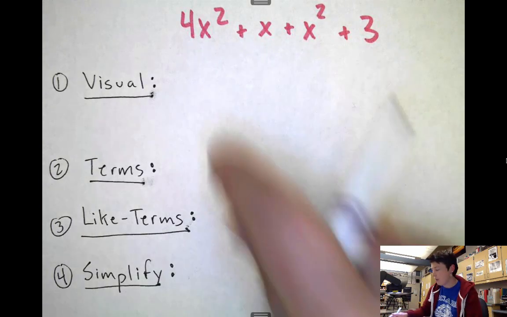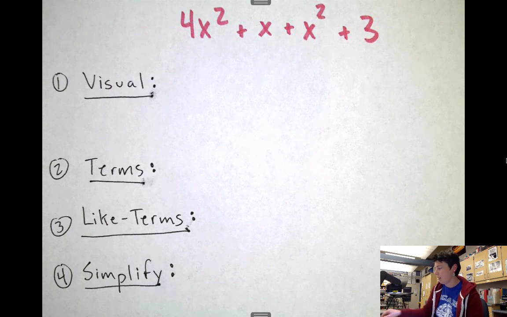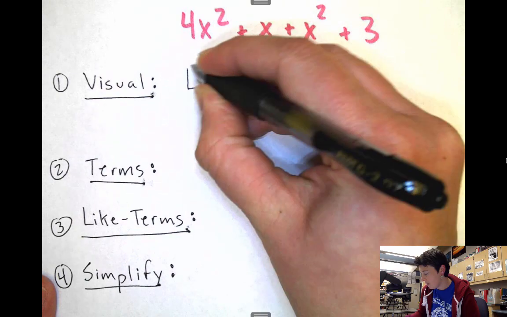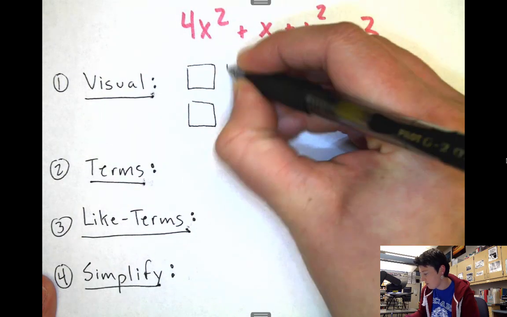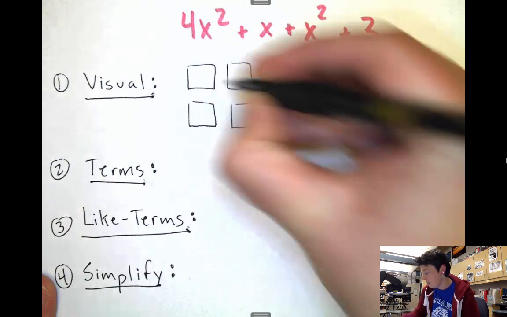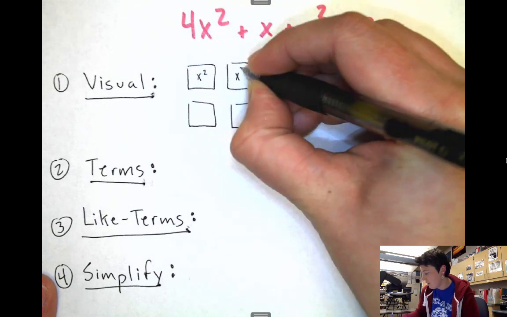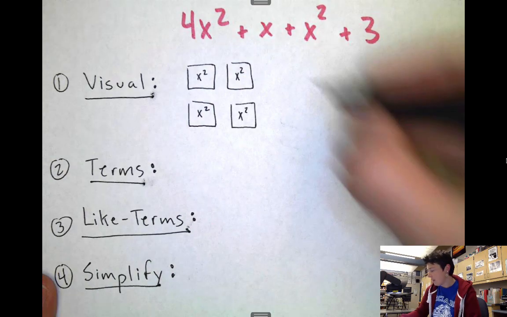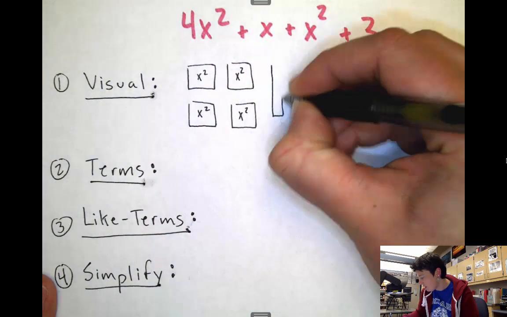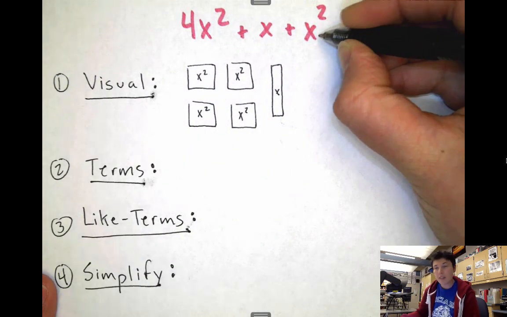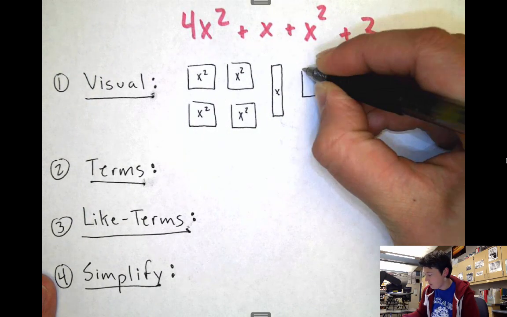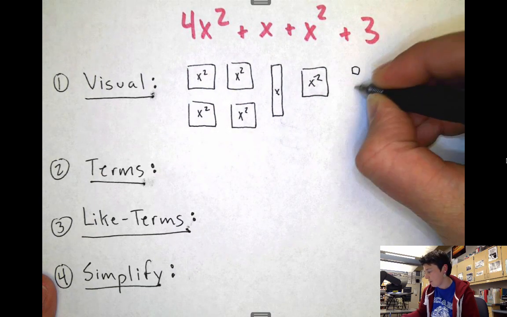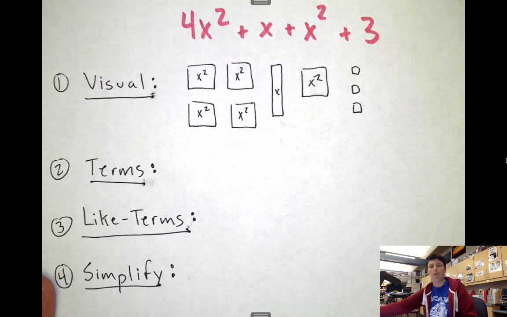So we just wrote up here that we have 4x squared. So what does that look like? Well, in the algebra tiles, the x squareds are the squared shape ones. So here are my x squares. There's four of them. They look like this. I'm going to label them x squared, x squared, x squared, x squared. I have four of those tiles. Plus I have an x, so here's an x. Plus I have another x squared, so another one of these squares. Plus I have three. Three is like the little tiny units, one, two, three. And there's all my tiles.